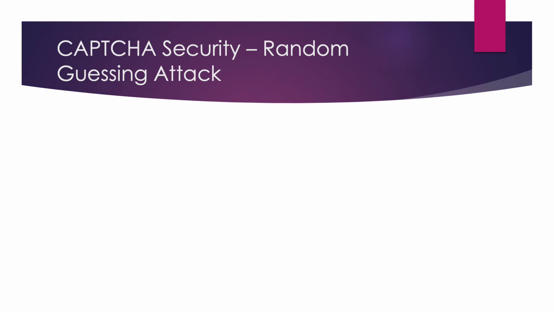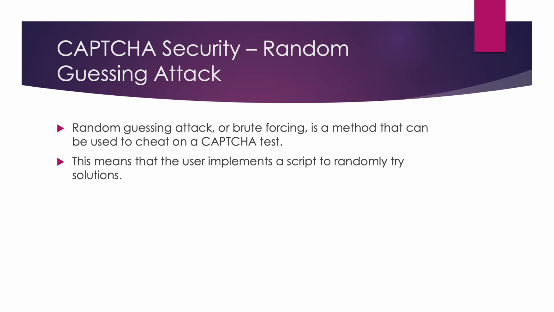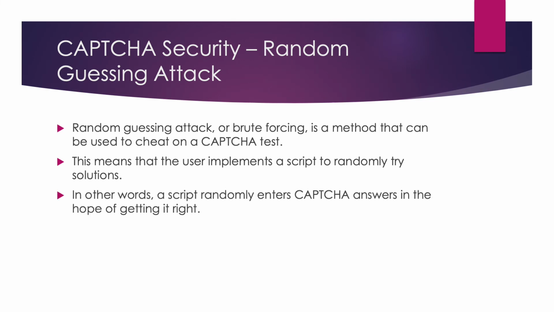An example of CAPTCHA security attacks is a random guessing attack. Random guessing attack or brute forcing is a method that can be used to cheat on a CAPTCHA test. In other words, the user implements a script to randomly try solutions and hopes that one of the solutions is correct. When the solution is correct, the CAPTCHA is completed. In modern systems and modern computers which run at high speeds, thousands of answers can be implemented in a second or so. This can make cracking CAPTCHAs a matter of a few seconds.